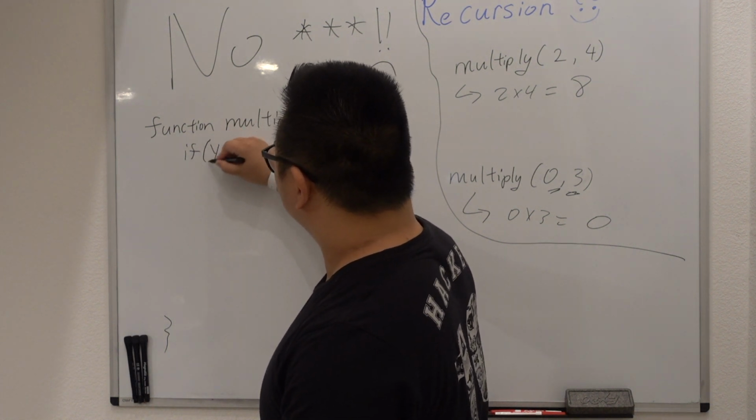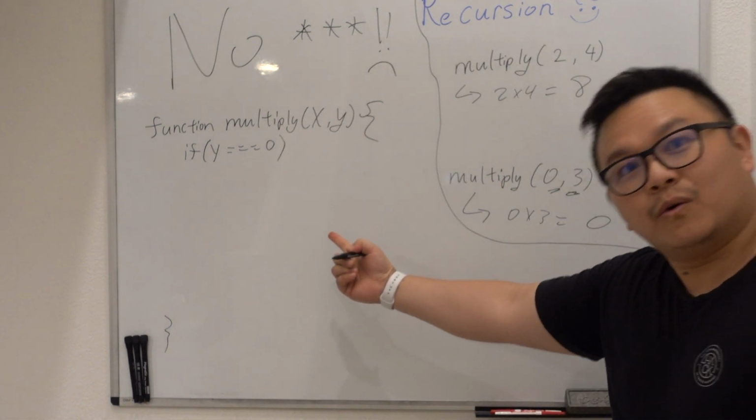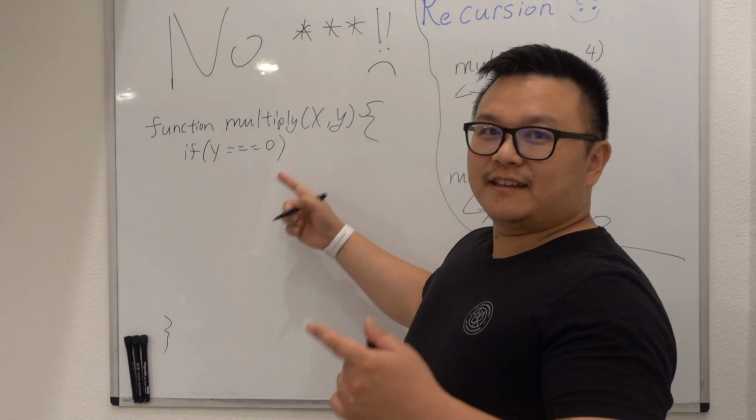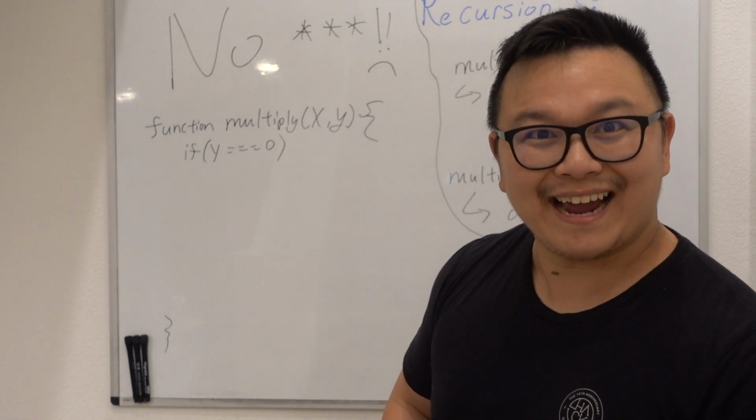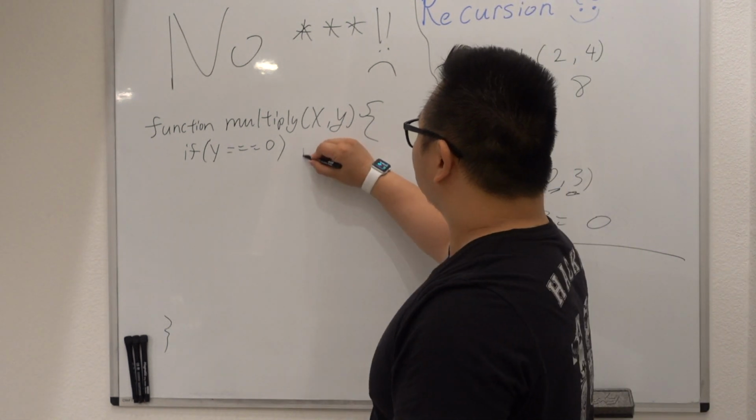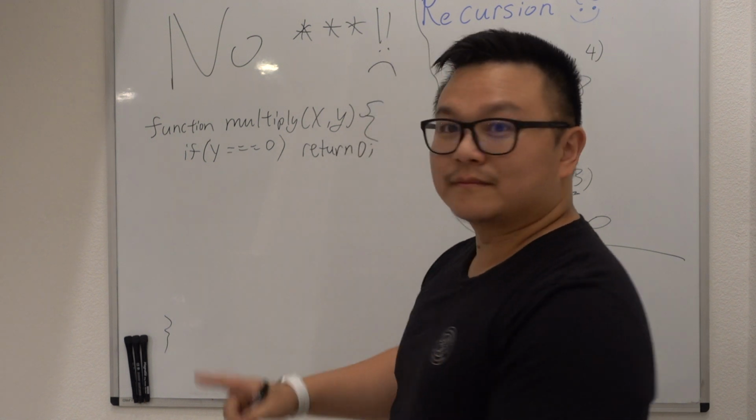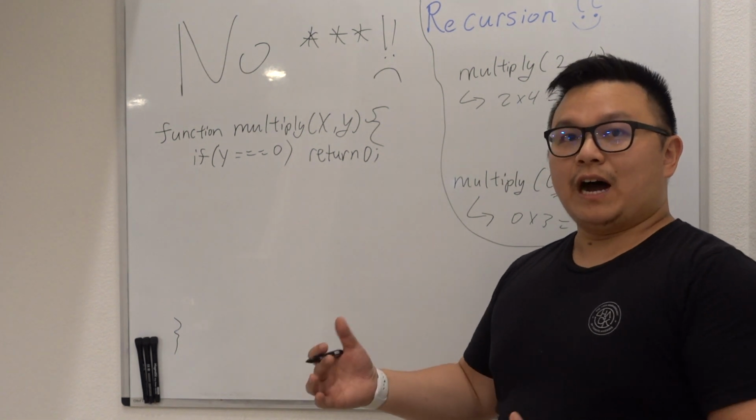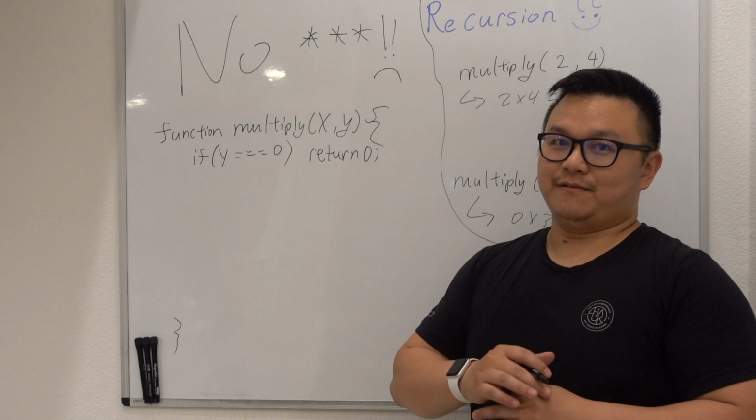If y is 0, what do you return in this case? Anything times 0 is, surprise, 0. You return 0. So now we know our base case. Let's figure out our next step, which is to figure out the recursive case.